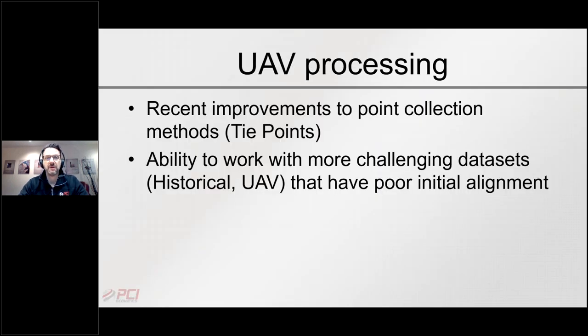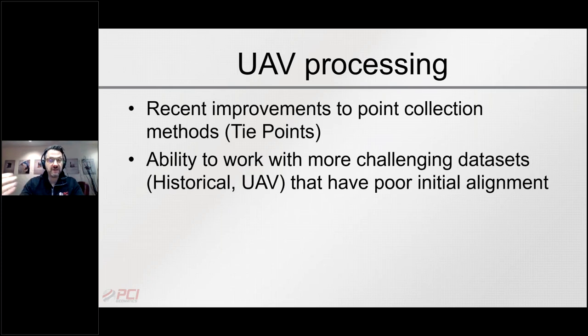For UAV processing, what we've implemented in this version, which you will be able to use, is some new methods to collect tie points. This new method is called feature-based matching. It's going to allow you to work with more challenging data sets, some of the data sets that have poor initial alignment. We have a lot of experience with this kind of data. For example, we've done quite a few projects with historical air photos, and UAVs in some cases have poor initial alignment because the GPS information that's captured with every exposure is of navigational instrumentation quality. So the drone is basically only storing its rough position based on navigational grade GPS, so it's within 3 to 5 meters.